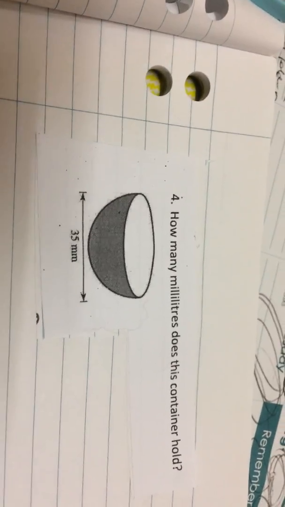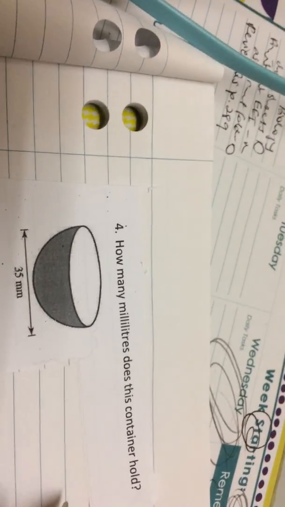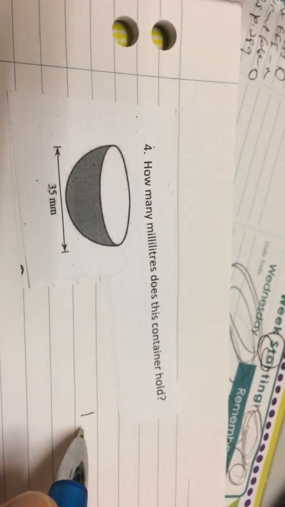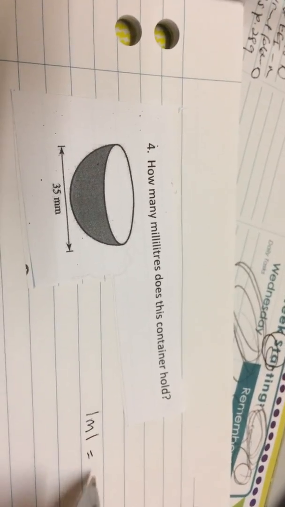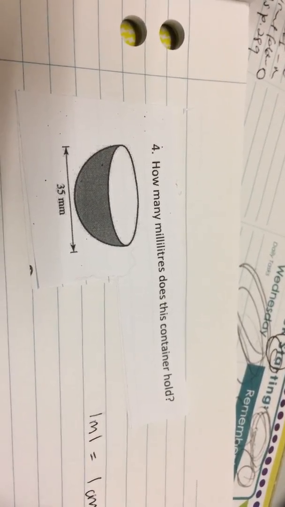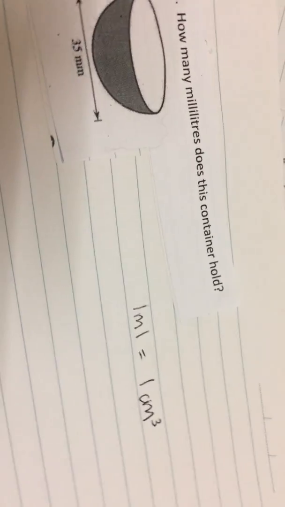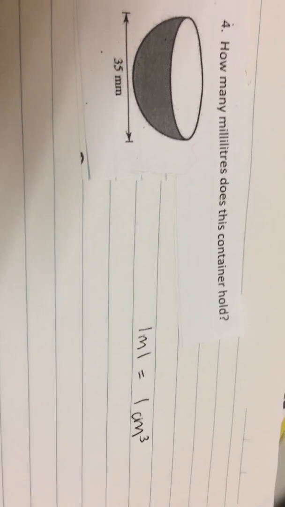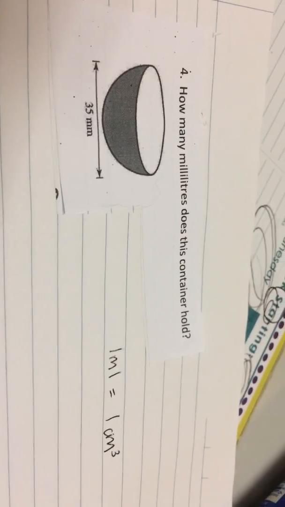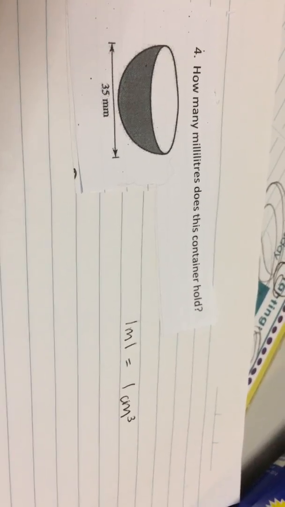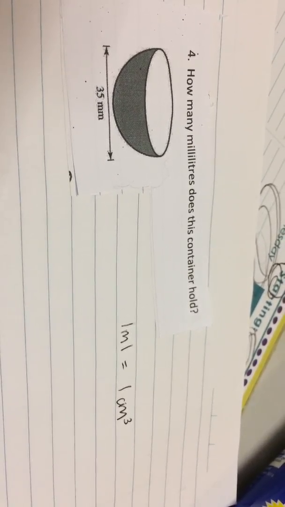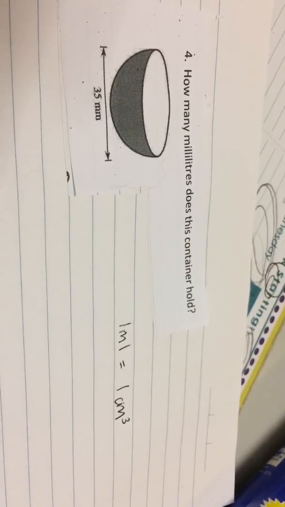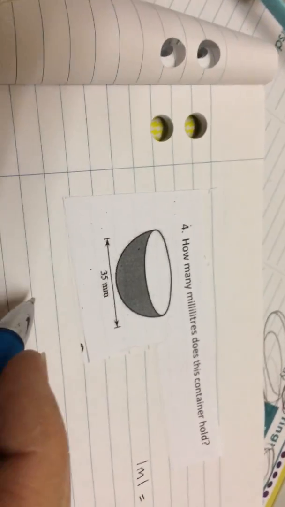So the first thing that we need to know that is going to be very important to this is that 1 millilitre equals 1 cubic centimetre, or centimetre cubed. Okay, so when we're working out our volume, we'll start with the millimetres that they've given us here, and we'll need to change it into centimetres cubed, and then we'll need to change from there into millilitres.